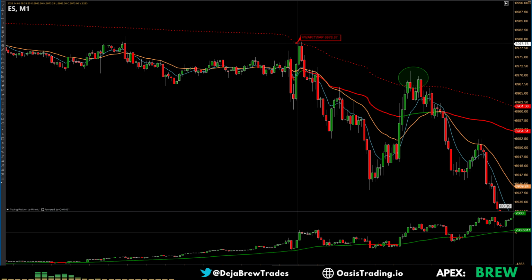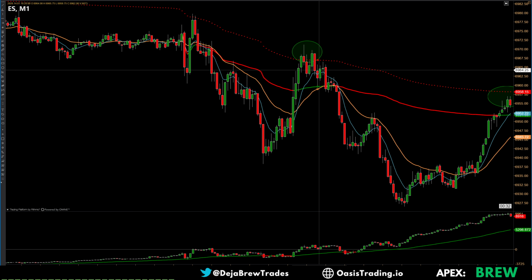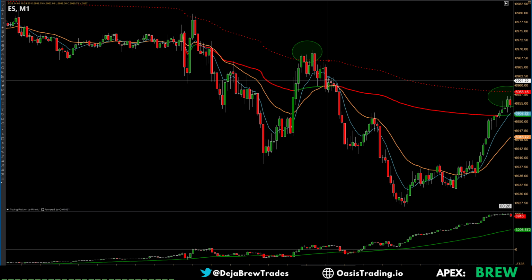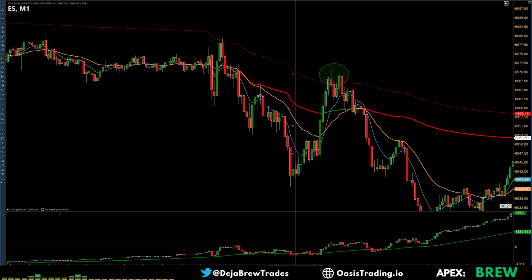You want that move down from VWAP back to the prior low to be one smooth motion, kind of like this one was here. It was one smooth motion. You had a little bit of chop on the EMAs, but you stayed below that 80 EMA. You were protecting those candle highs, and you pushed all the way back down to that prior low.